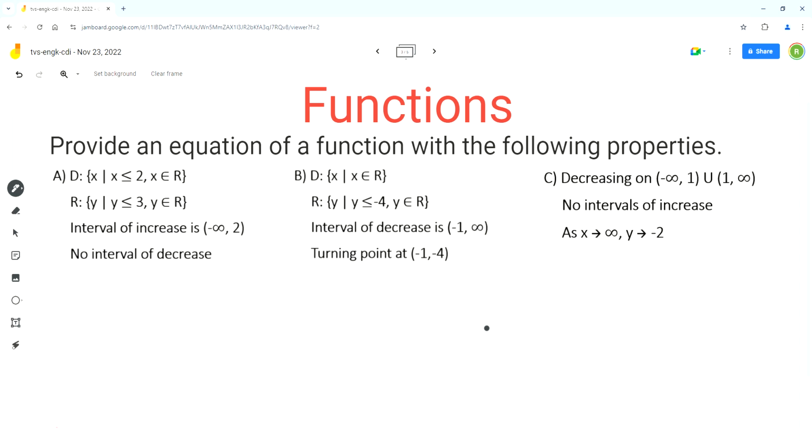So in this video, we'll solve this problem using the concepts of functions. As per the problem, provide an equation of a function with the following properties, and we are given these three sets of properties. For this problem, there can be multiple answers for these functions. So let's start with part A.